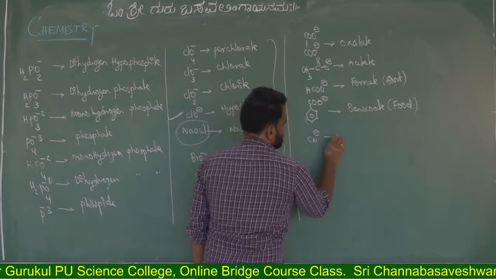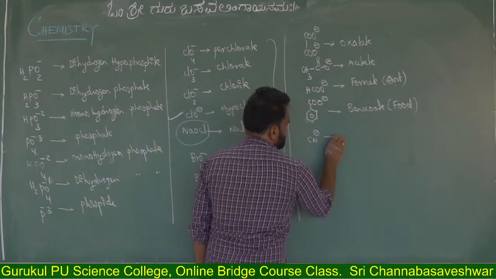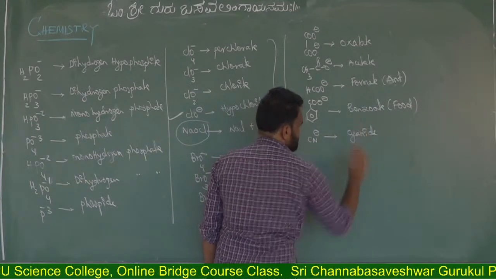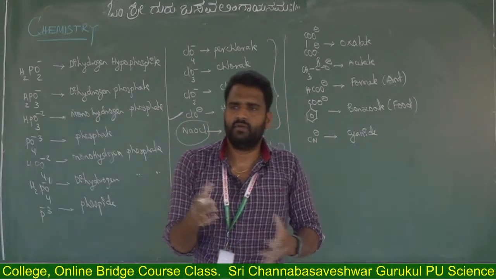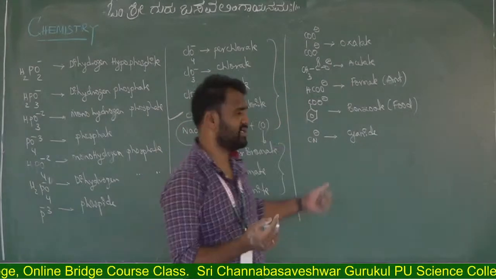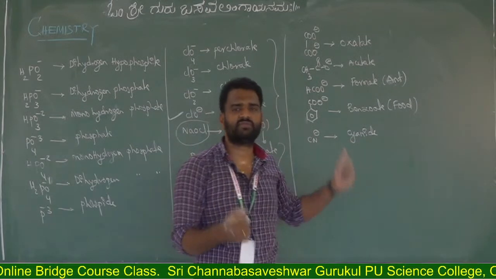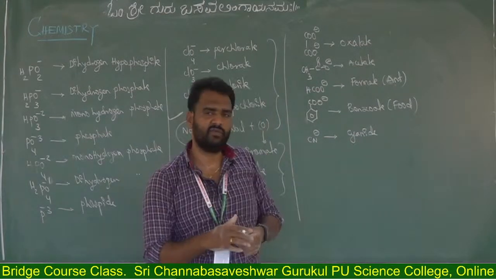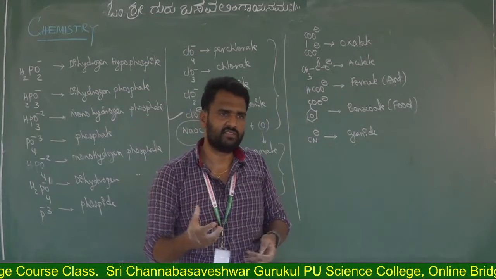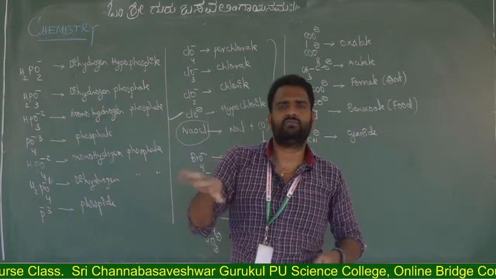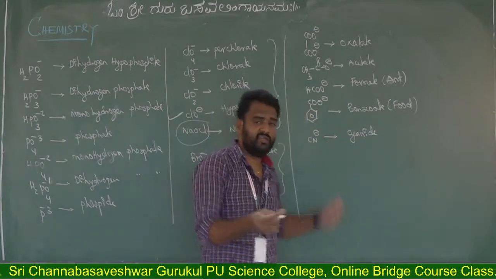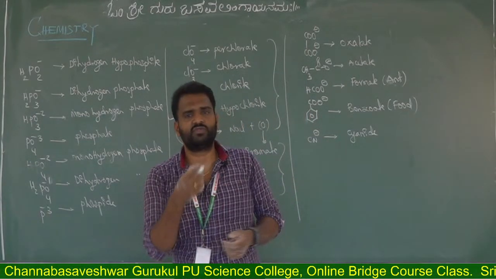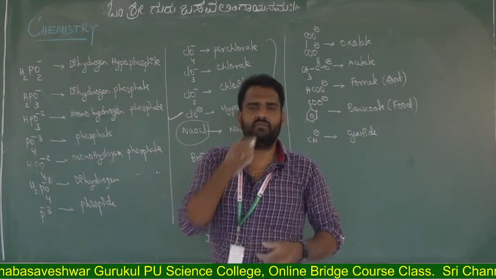Next, a few more negative ions. CN minus. What is CN minus? Cyanide. Potassium cyanide. This is a highly poisonous compound, as are sodium and potassium cyanides. Most cyanides are used by terrorists. Normally, when terrorists are caught by police, they swallow a small thing.